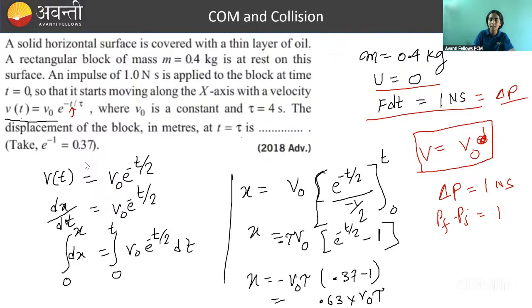So this is p_f minus p_i, which is 1. p_f is what? Momentum just after the impulse is active. So that is equal to m into v minus initial, which is what? 0. So let's write it as 1. Mass is how much? Mass is 0.4 into v is equal to 1. So v equal to how much? 1 by 0.4. Okay.